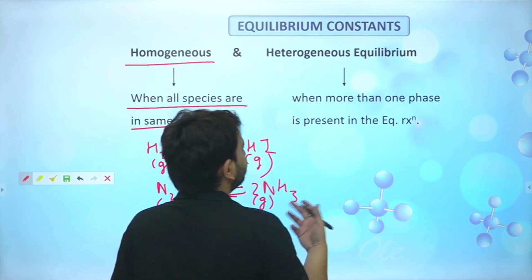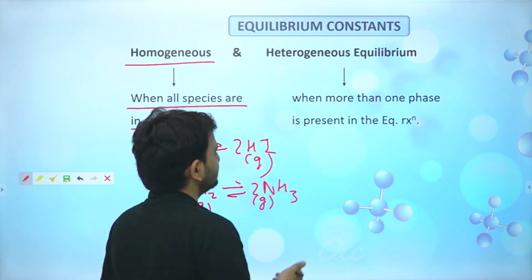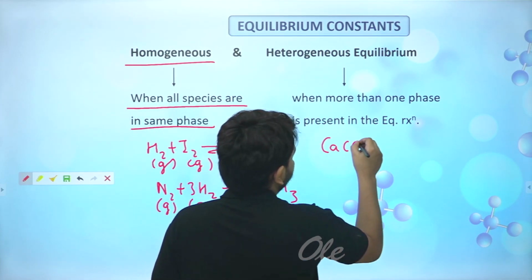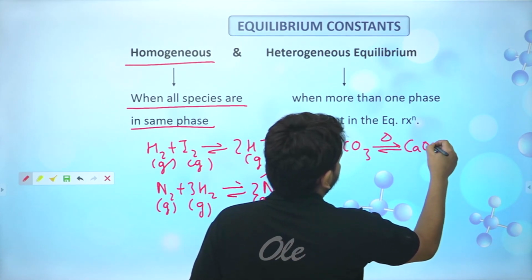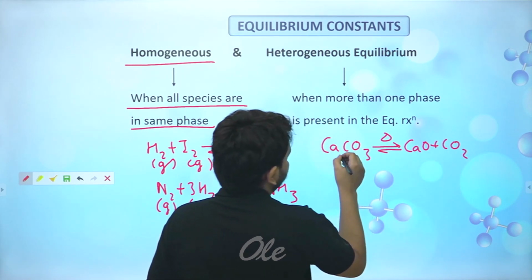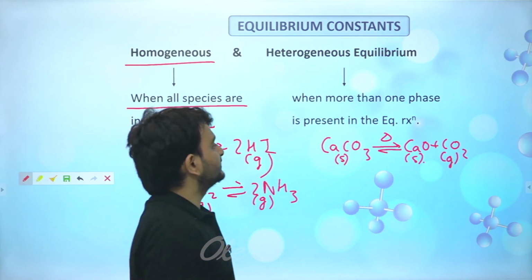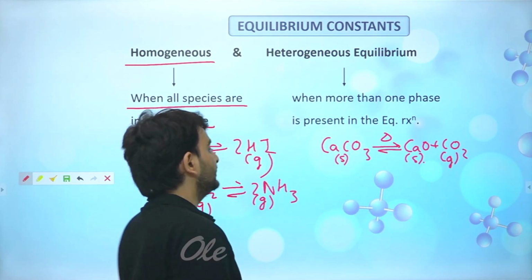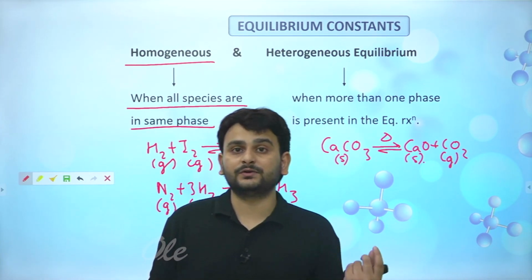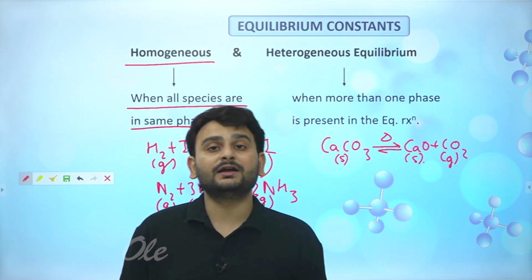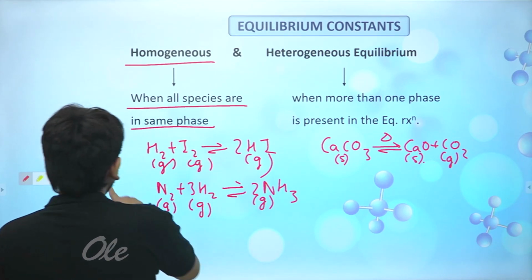A heterogeneous equilibrium is when more than one phase is present in the equilibrium reaction. If I take an example, CaCO3 when heated breaks down into CaO and CO2. CaCO3 is solid, CaO is solid, but CO2 is gaseous. So this is one example of heterogeneous equilibrium. Even if one of the reactants or products is in a different phase, then we have heterogeneous equilibrium. I hope you've understood this, guys.